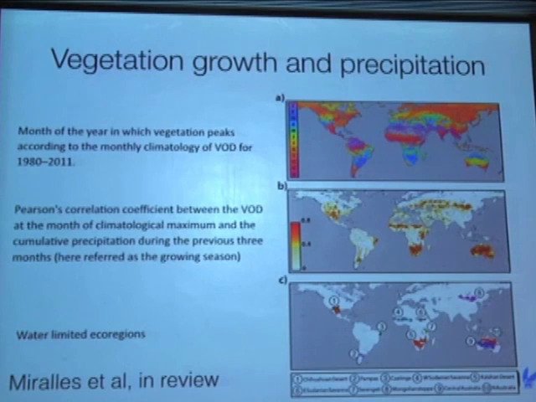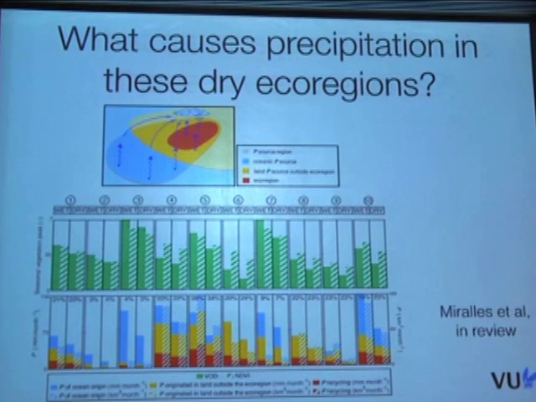So the month of the climatological maximum is given here; these are different months. You generally find that in the January, February, March period we have the highest biomass in the southern hemisphere, and the other way around in the northern hemisphere. We correlate that with precipitation, we get a correlation map like that, and we identify these areas as being dry and very dependent on precipitation input. And the next question is, if they are dependent on precipitation input, where is the water coming from? And is there a difference in the dry and wet season?